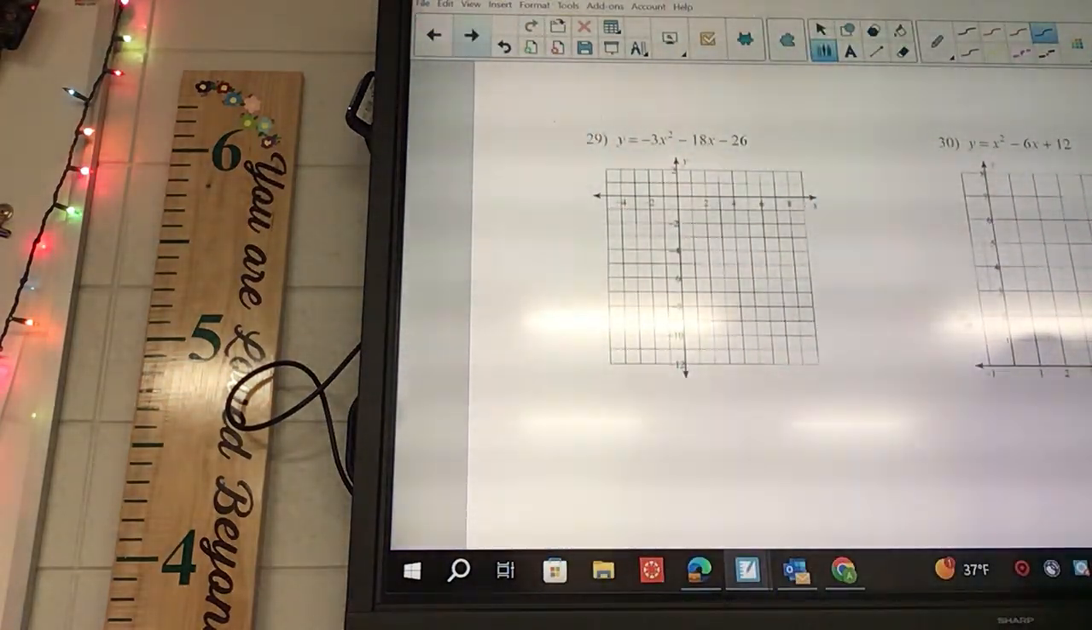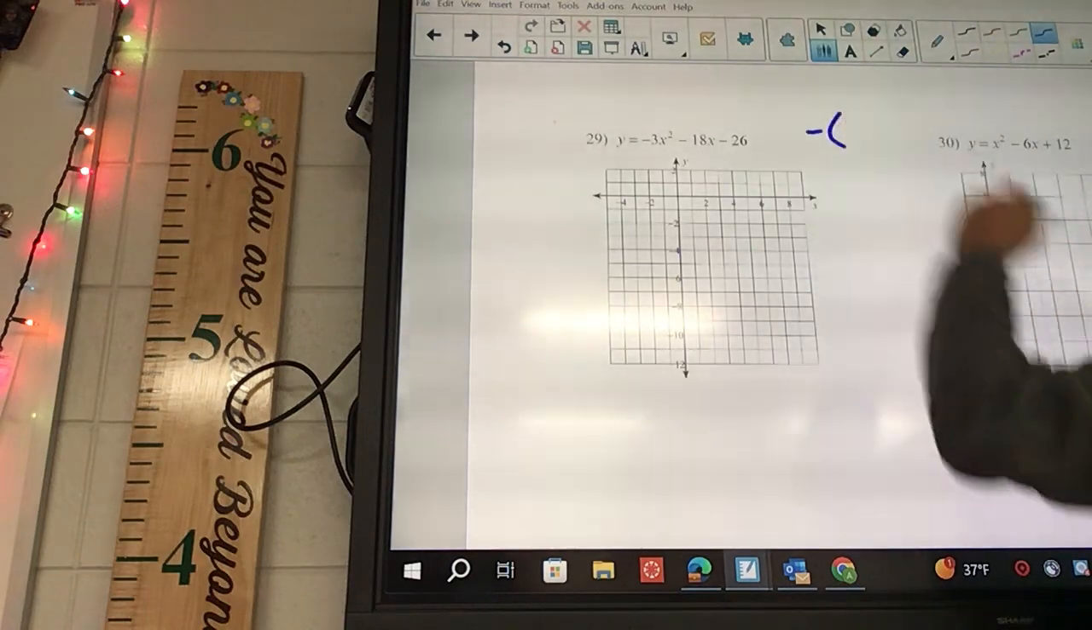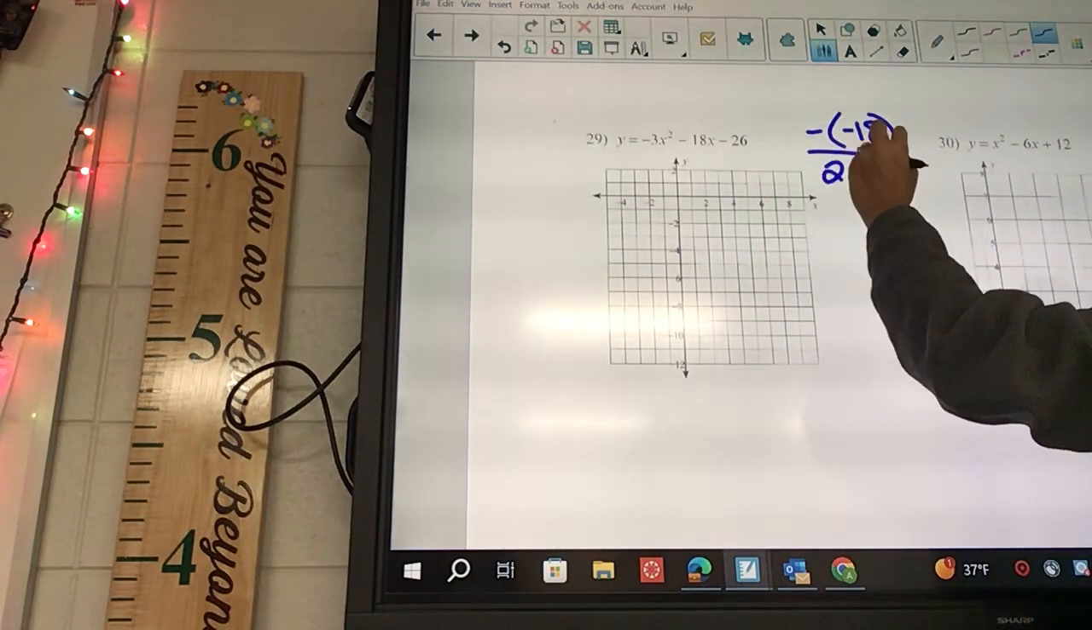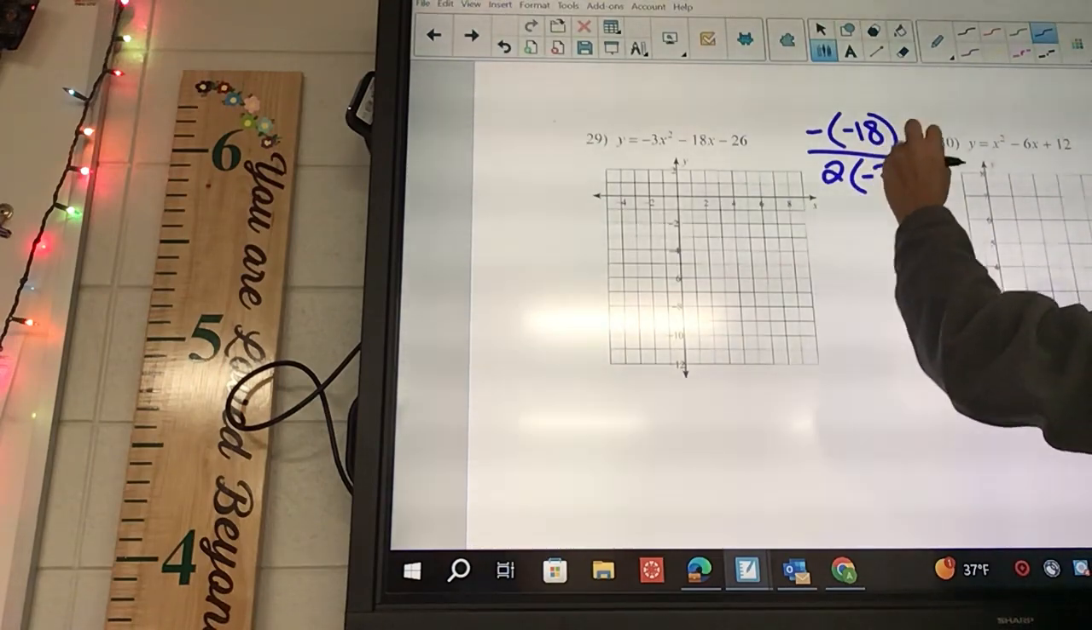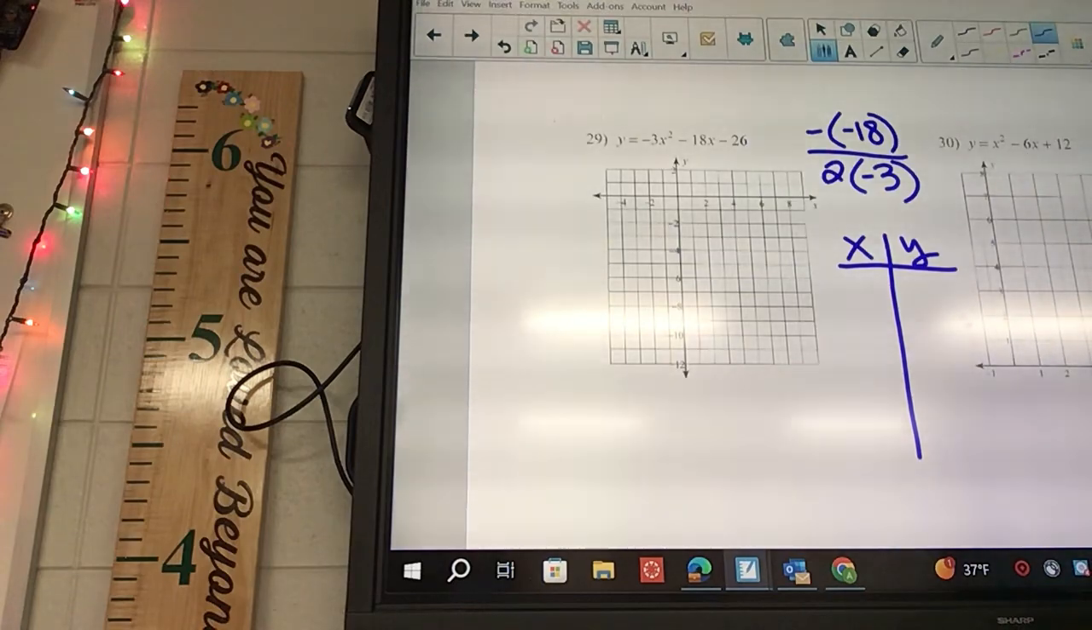What is the formula for us to get started? Negative b over 2a. So it's gonna look like negative, what's my b? Negative 18. -18 over 2, what's my a? Negative 3. -3. Okay, type that in, see what you get.